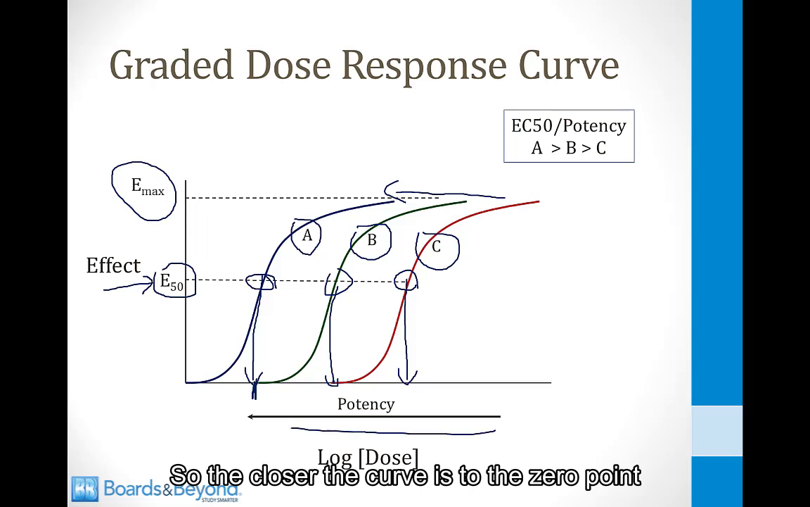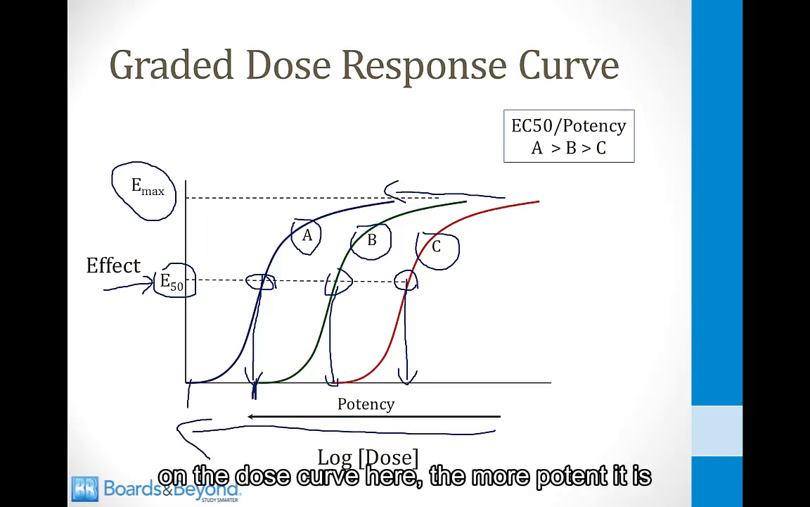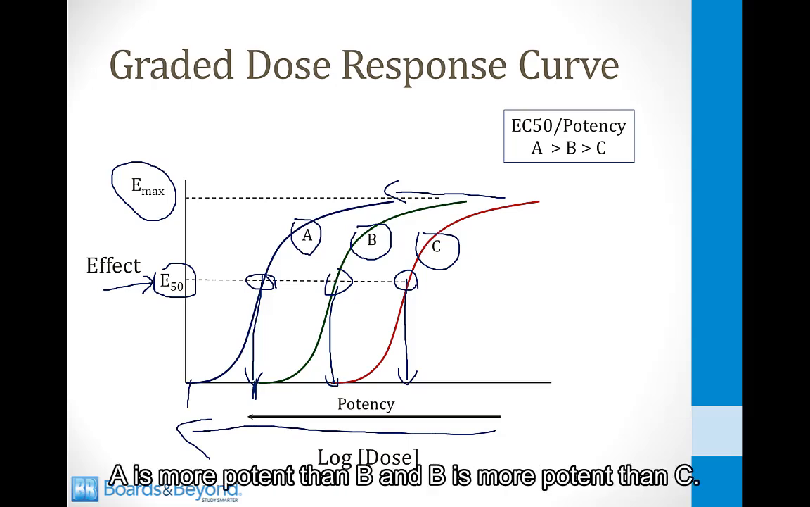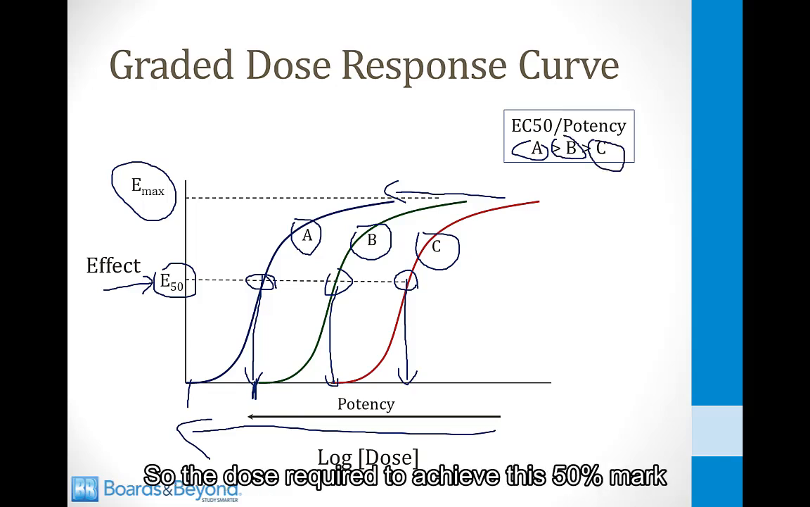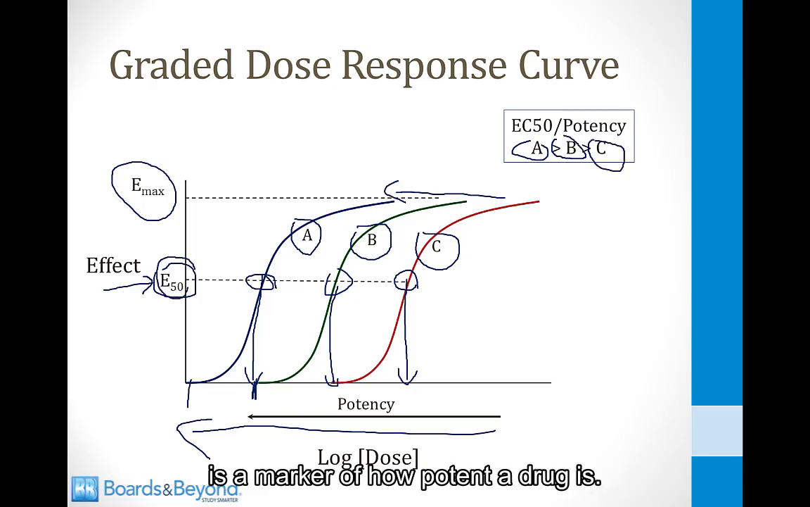So the closer the curve is to the 0 point on the dose curve here, the more potent it is. And I've written that up here. A is more potent than B, and B is more potent than C. So the dose required to achieve this 50% mark is a marker of how potent a drug is.